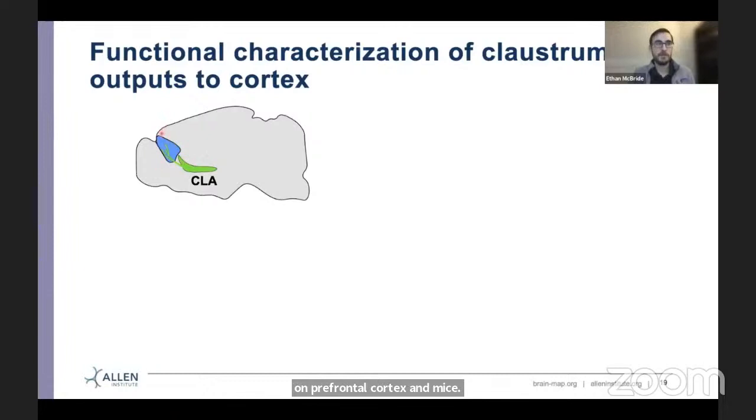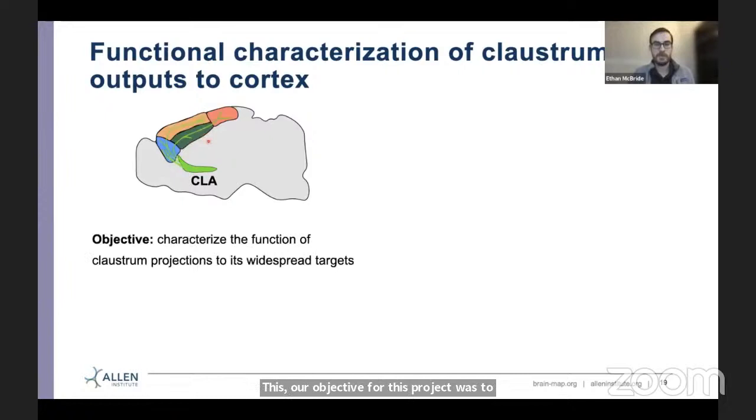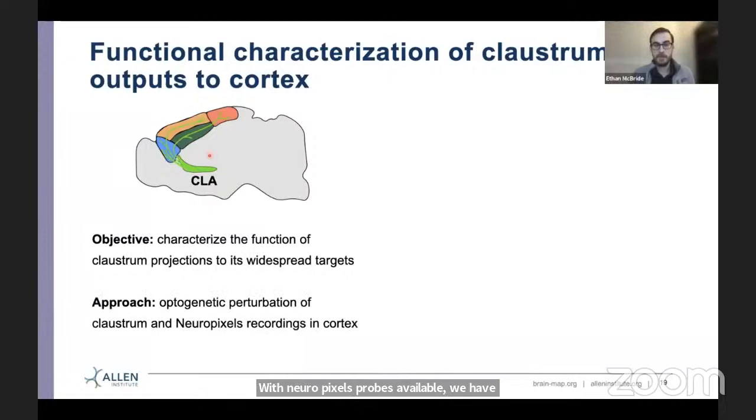However, this and other studies recorded from relatively few neurons and exclusively from frontal cortical areas. We know from Quanxin's work that claustrum also projects very strongly to medial cortical areas, such as anterior cingulate and retrosplenial cortex. Thus, our objective for this project was to characterize the function of claustrum projections to its widespread targets in the cortex. With Neuropixels probes available, we had the capability to record from a very large number of neurons and characterize the effect of claustrum across multiple cortical areas.